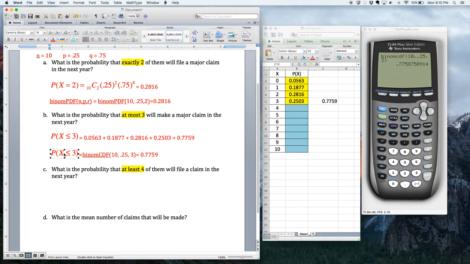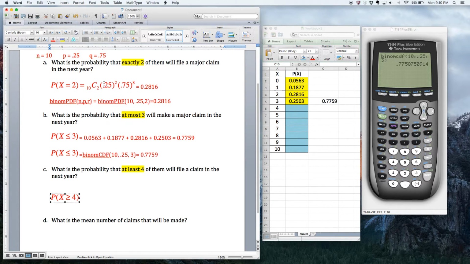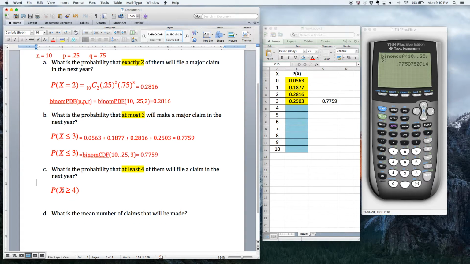Now, from a probability symbolic standpoint, if I change this, well, that's less than or equal to 3. At least is actually greater than or equal to, in this case, 4. So this statement is actually asking you, what is the probability that x is greater than or equal to 4? All right, so let's be honest. If we want, we can use that binomial PDF operation right there, and we can work out every one of those probabilities. Okay, fine. And then we can add them all up.